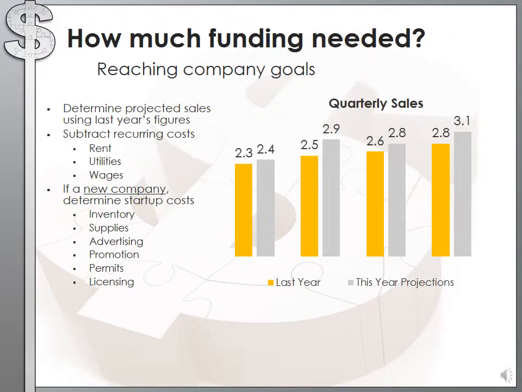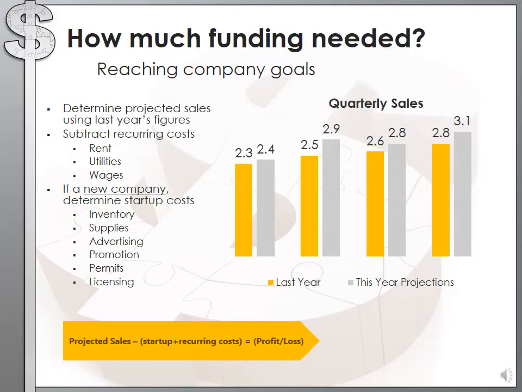So how much funding do you need? Well, if you're an existing company, you can determine your projected sales using last year's sales figures. From that, you would subtract recurring costs such as rent, utilities, and wages. If you're a new company, you need to determine your startup costs such as inventory, supplies, advertising, promotion, etc. From your projected sales, you would subtract startup and recurring costs and determine whether your company is going to be operating at a profit or loss for the year. That would determine what your funding goal might be, whether that funding goal is going to be used to fund operations or perhaps some sort of capital expansion.